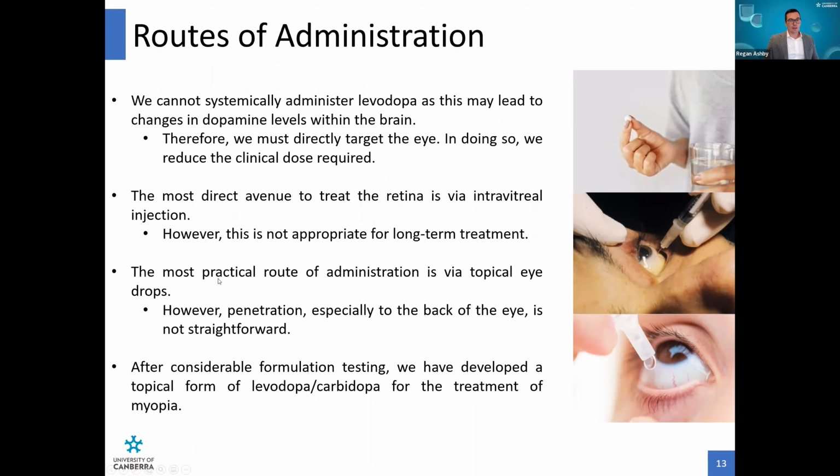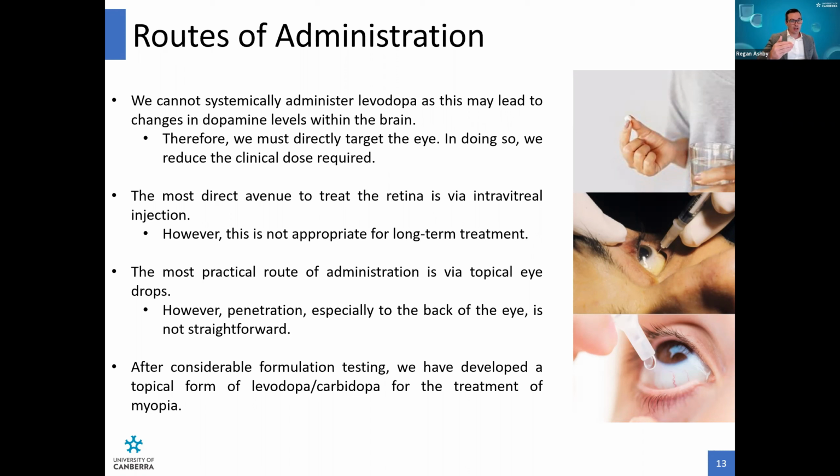Oh, no. The most practical route of administration is therefore topical eye drops. But as most of you would know, administering a drug as a topical eye drop is not easy. Actually, the vast majority of drugs, more than 90% of drugs that have been attempted to be applied topically, fail to produce any kind of clinical effect.